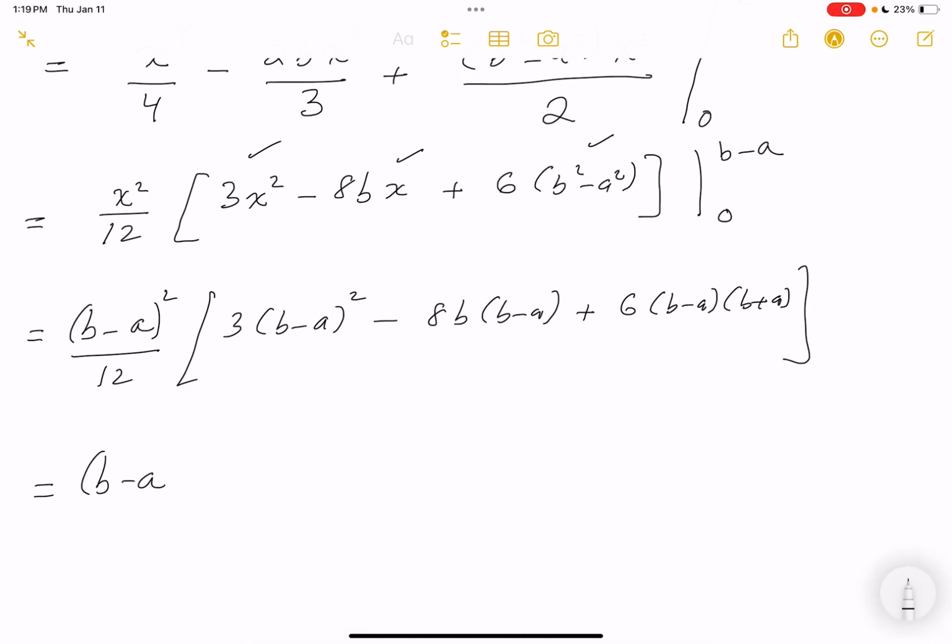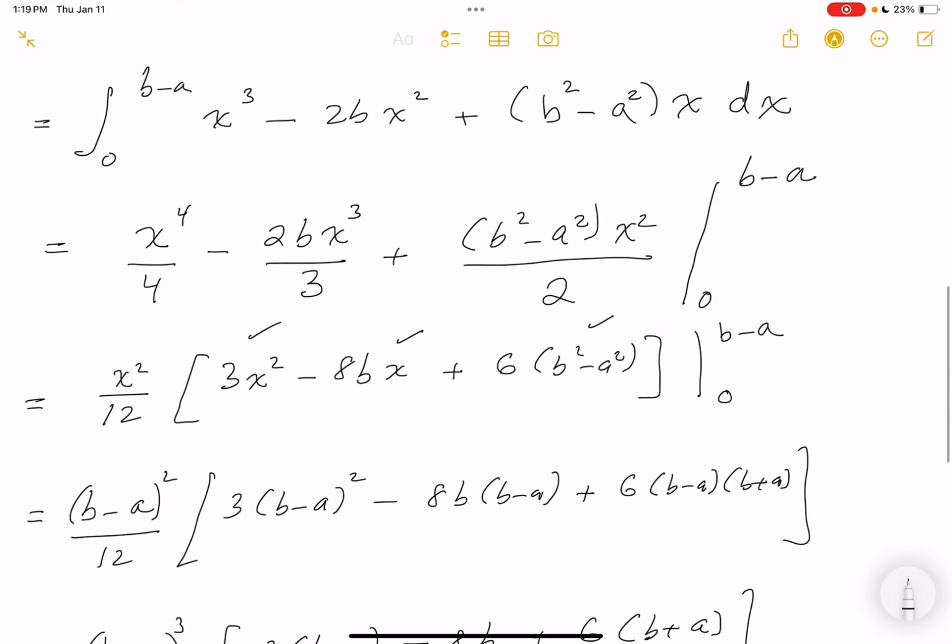So you get b minus a. I'm going to factor that out now. That means I have 3 factors of them now, over 12. And what do you get here? You get 3 b minus a minus 8b. I factor out the b minus a, by the way, plus 6 b plus a.